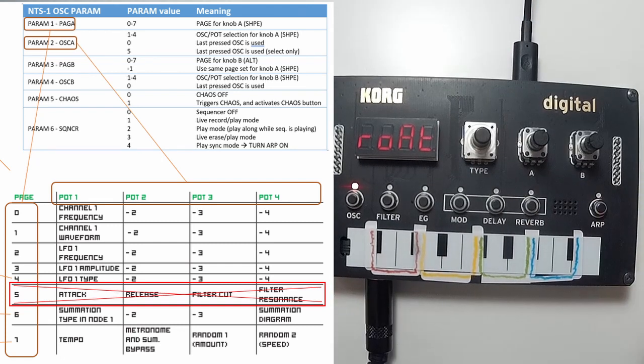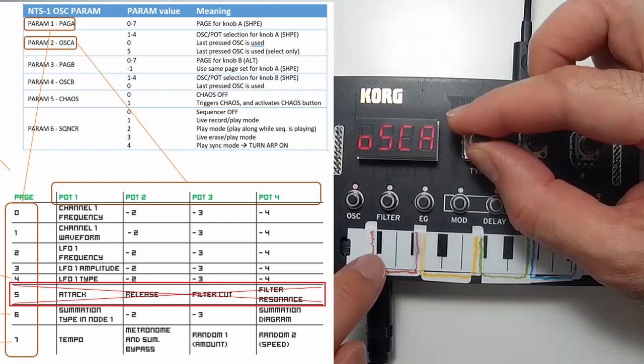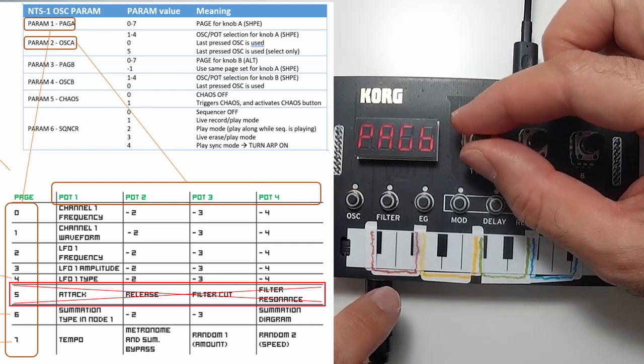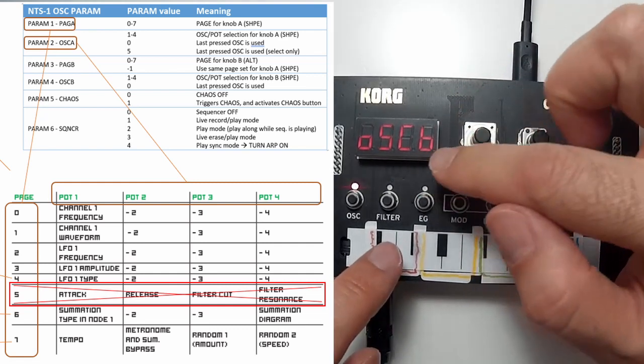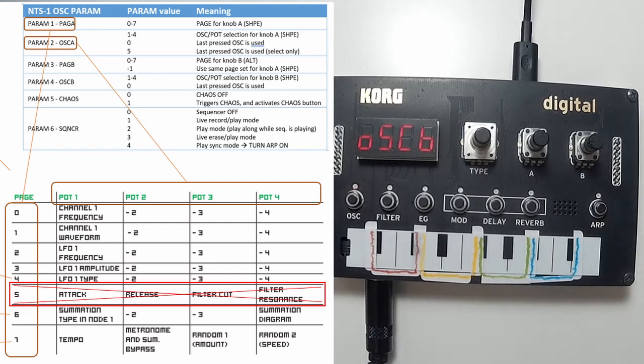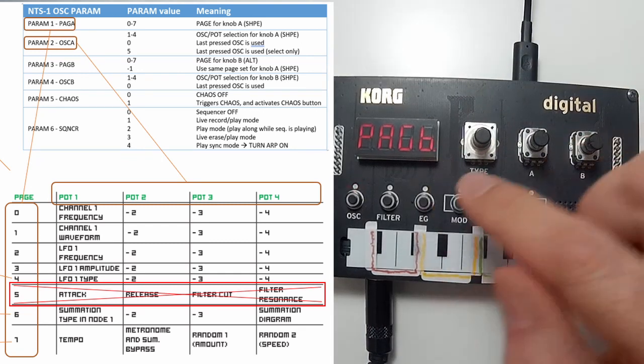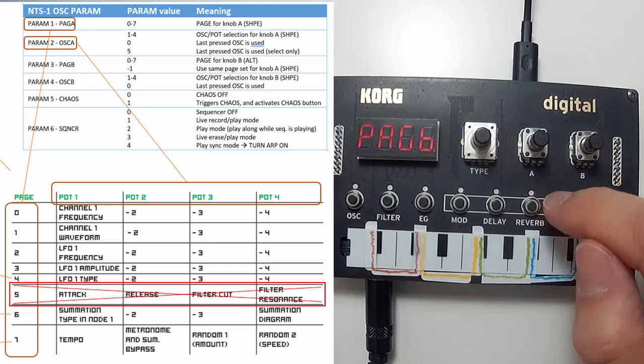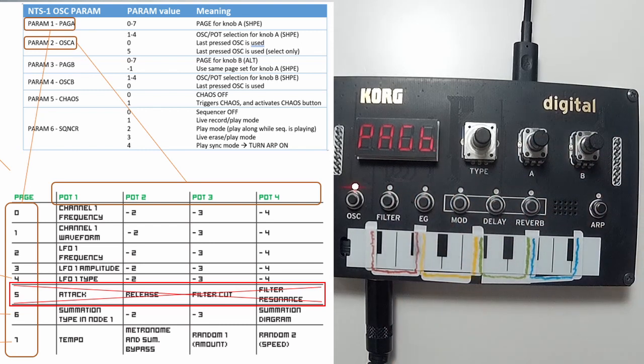Knobs A and B both can change any parameter on the page. If you want to select which parameter to change on knob B, you select page B and OS B, which works exactly the same way. Page B can also be set to -1, which means it will follow always what's selected on page A.